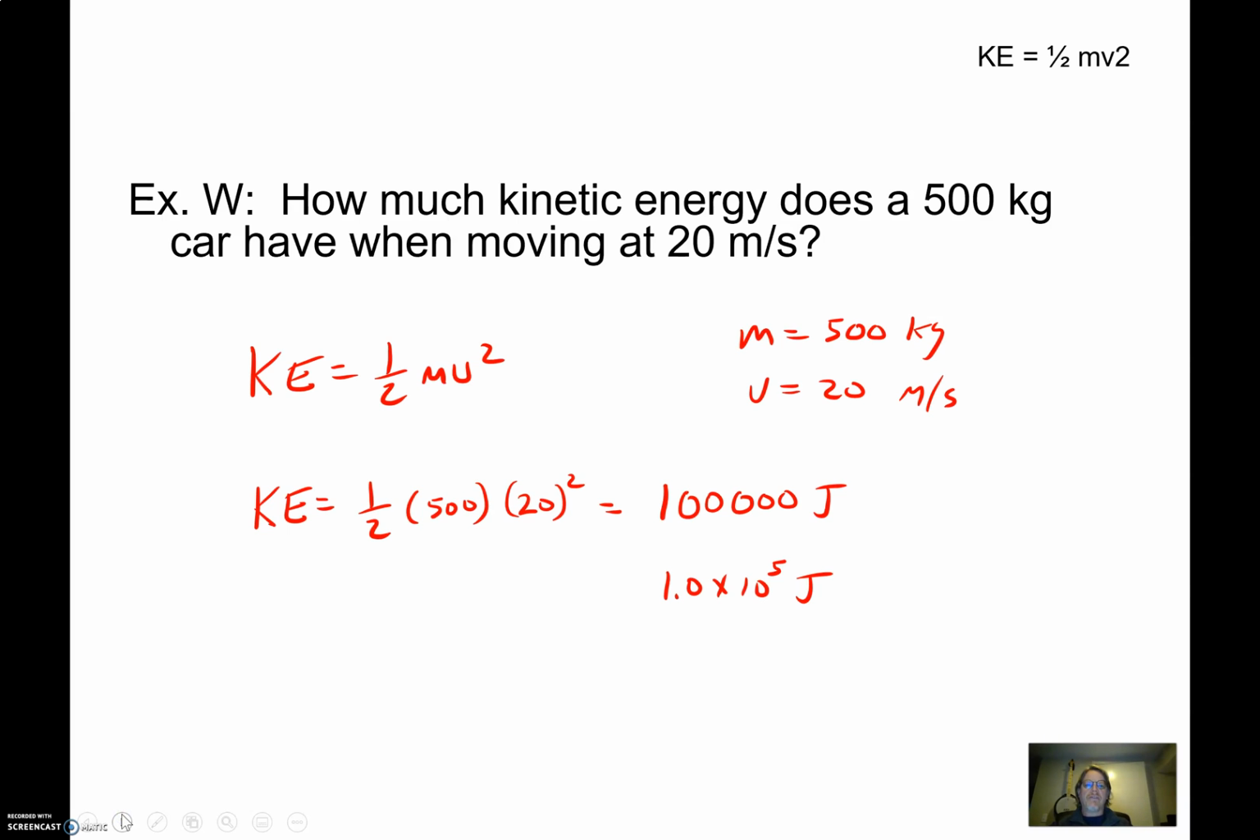Well, it's just 1/2 the mass. So 20 squared is 400. Half of 400 is 200. 200 times 500 is 100,000 joules. That seems like a lot of energy because it is a lot of energy, and it's a very small car.